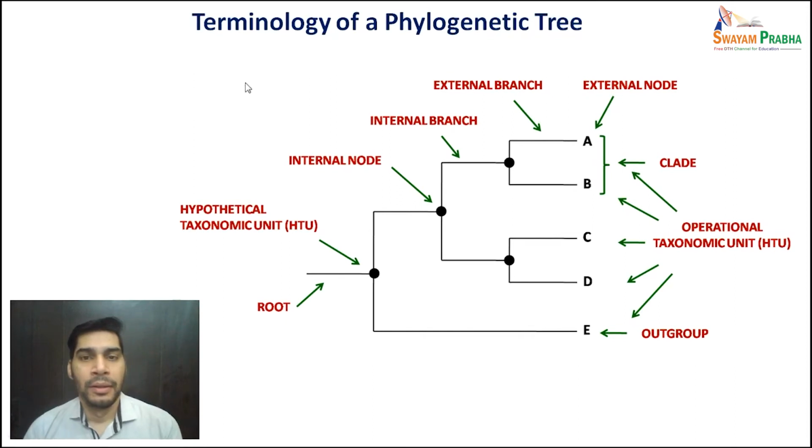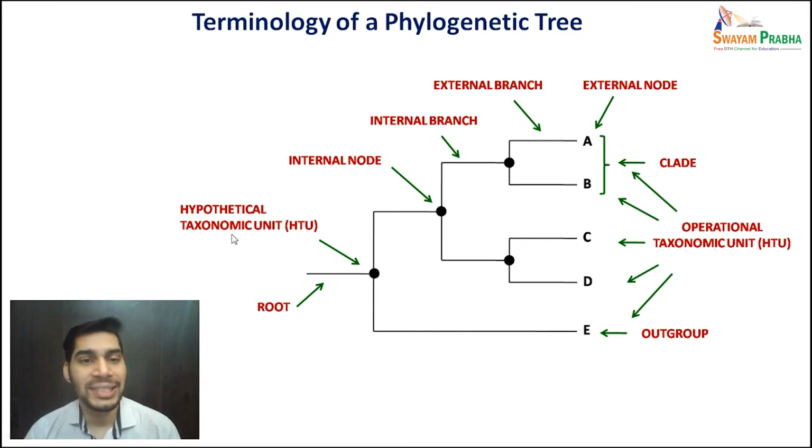Now let us see elaborately how a tree is being labeled. What are the different terms that we use when we represent a phylogenetic tree? If a tree is rooted, that means if it has a root to it, just like a normal tree, or the common ancestry, this is called the root.